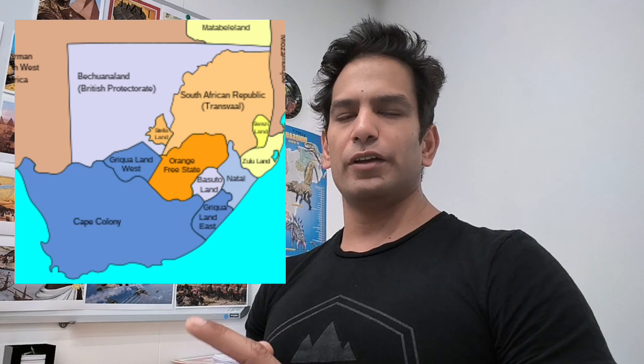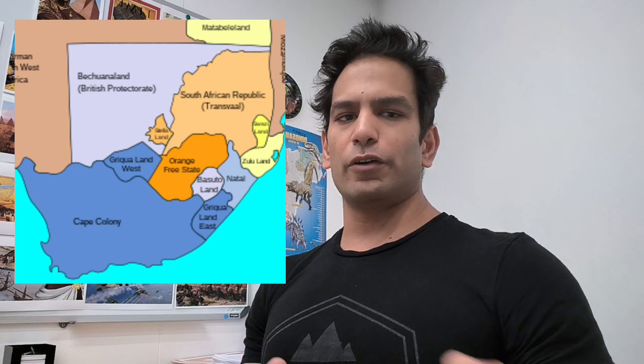The British eventually took that Republic of Natalia, annexed it, and made it the British Natal colony. So the region in southern Africa consisted of a number of still independent African kingdoms and 4 European colonies: 2 Boer republics, the Orange Free State and the Transvaal, and 2 British colonies, the Cape Colony and Natal.